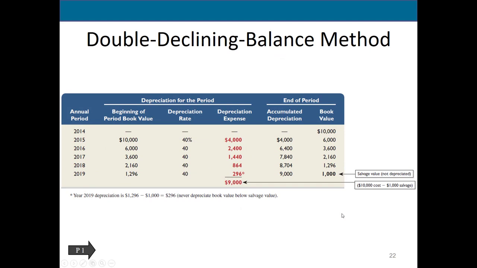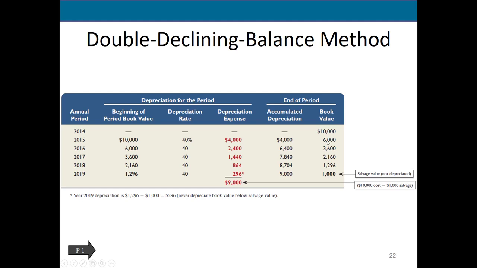Let's look at it in the chart because it's easier to see. So if I started with 10,000, by the way, I do this all regardless of salvage value until I get to the end. Notice I'm not starting with 9,000. I'm starting with 10,000. So I take this 10,000, it's period 1. I multiply it by the 40%. That gives me a depreciation of 4,000. Now my accumulated depreciation obviously is also 4,000. My book value is 6,000. 10 minus 4 is 6.